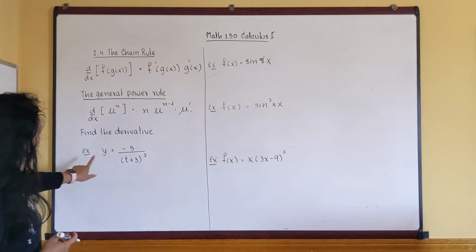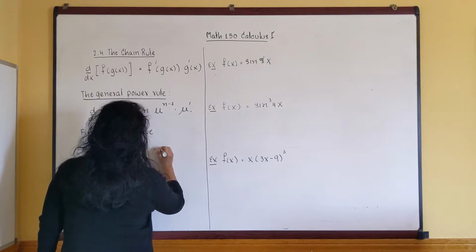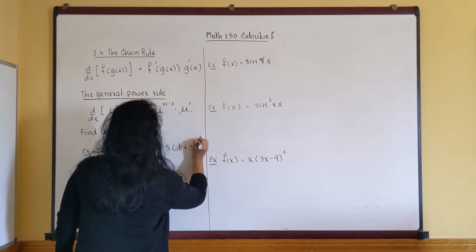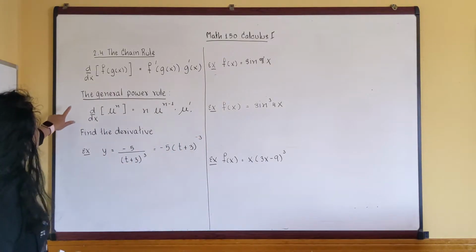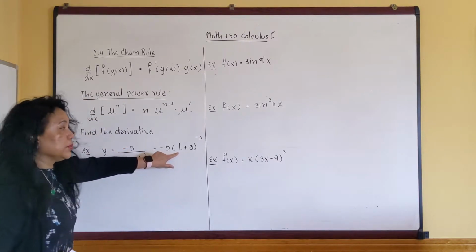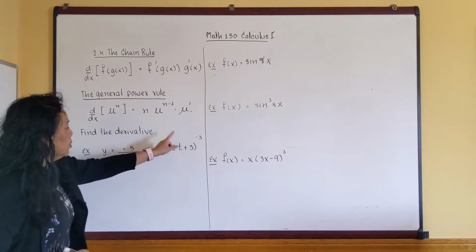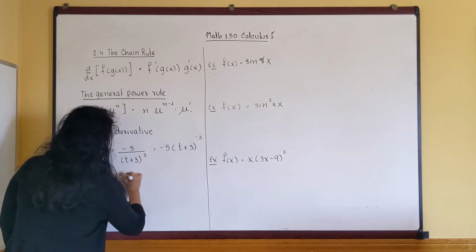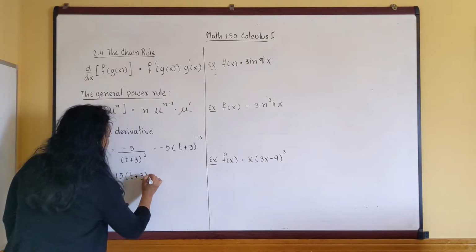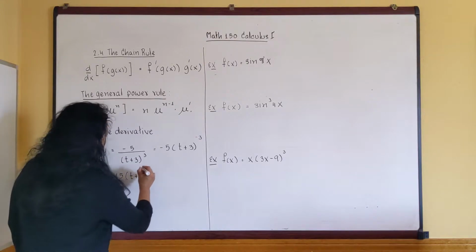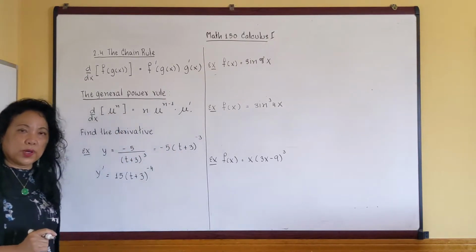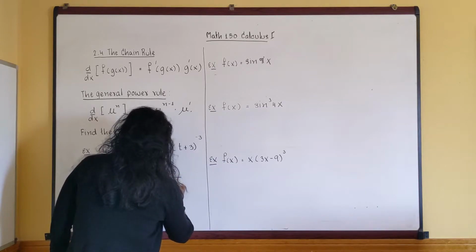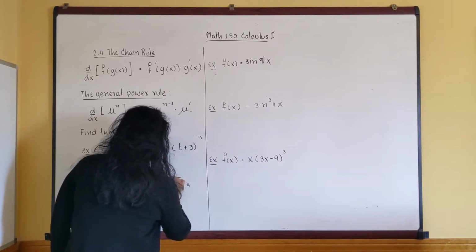I want to find the derivative of this. So let me rewrite this as negative 5(t plus 3) to the negative 3 because I bring it up. Now I'm going to use the general power rule here. Think of t plus 3 as u and my n is negative 3. So I'll bring it up front. My derivative would be 15, because 5 times 3, (t plus 3). Now the power will reduce by 1, so it's going to be negative 4. Negative 3 minus 1 is negative 4. Then you can rewrite this as 15 over (t plus 3) to the 4th power.